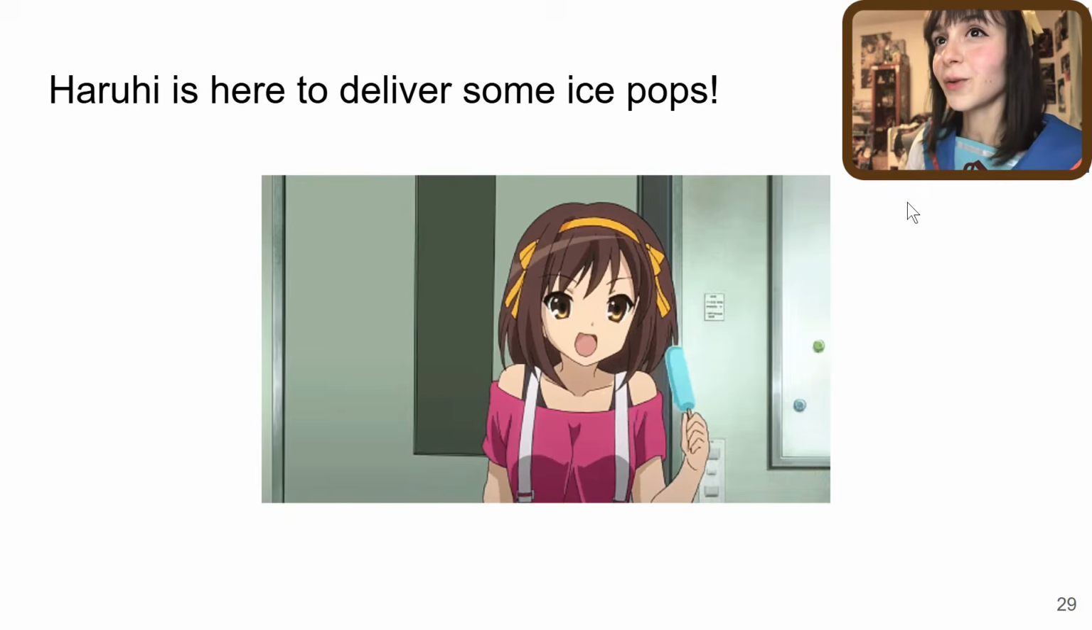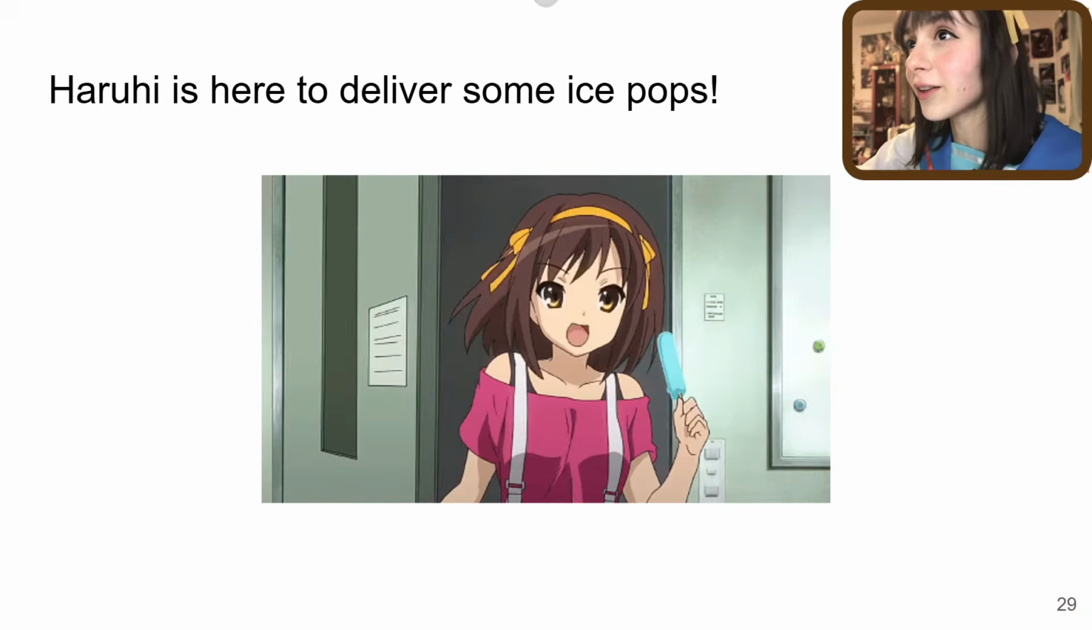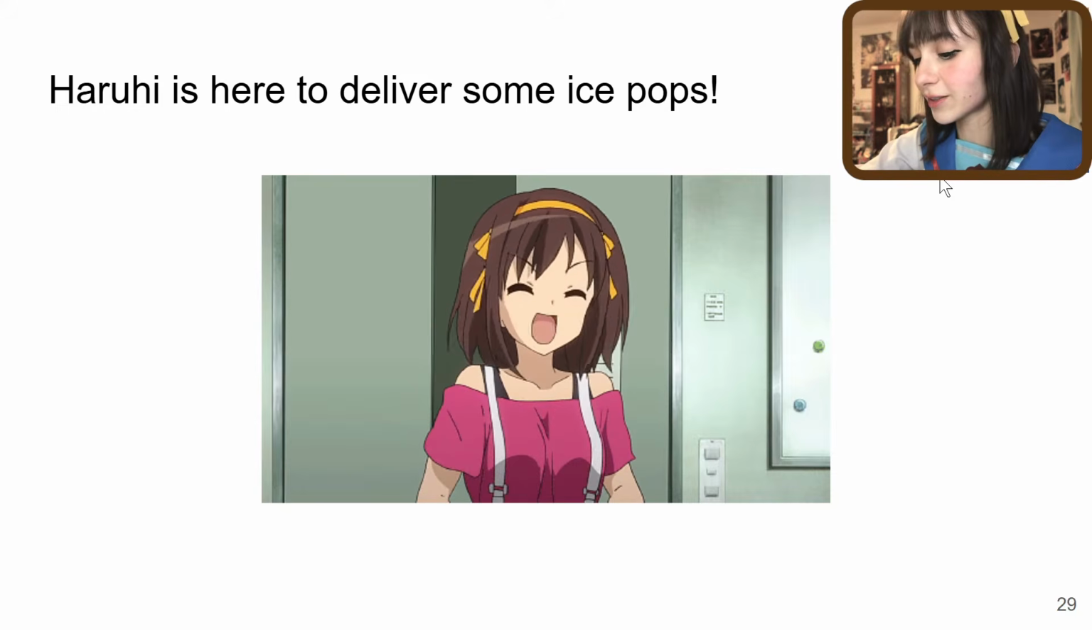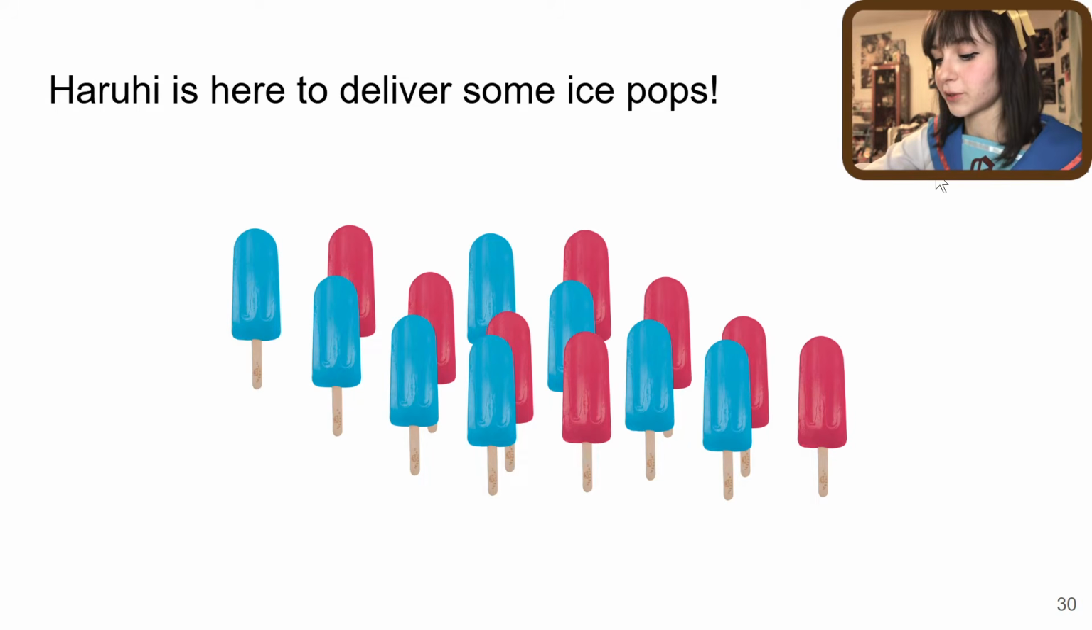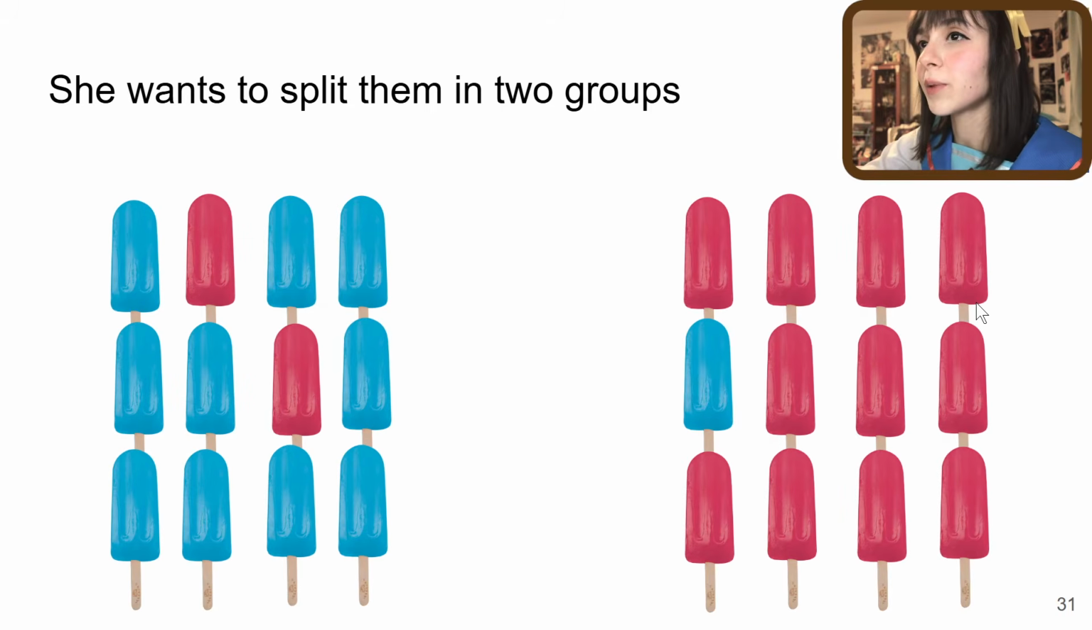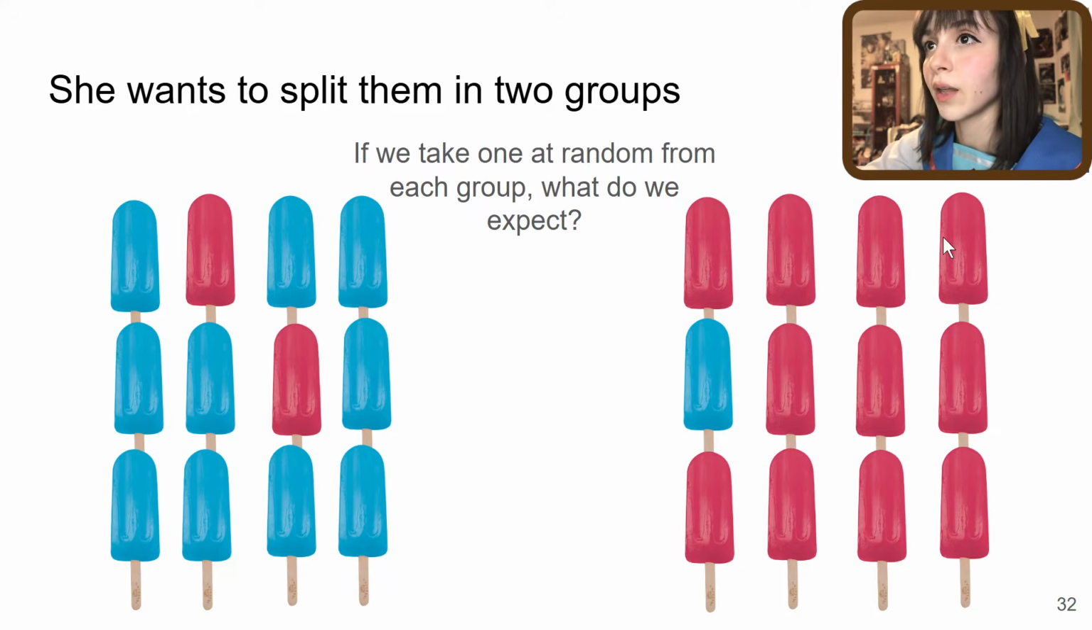Before we get to that, we talk about Haruhi, who just brought us some ice pops. So Haruhi is here to deliver some ice pops, and here are the ice pops. And now Haruhi says, I don't like how they look like this. Let's split them up into nice even groups. And we see our groups here: we have a lot of blue ice pops and a couple of the pink ones. And here we have a lot of pink ones and just one singular blue one.